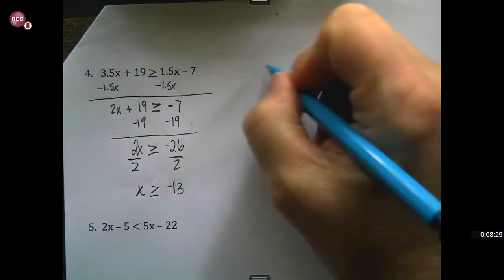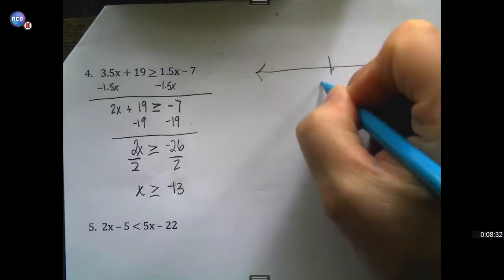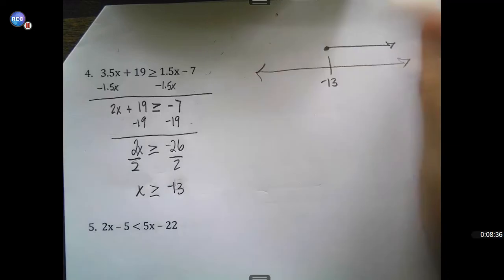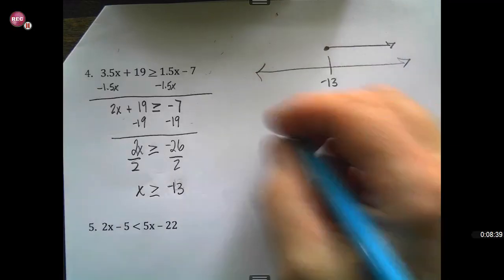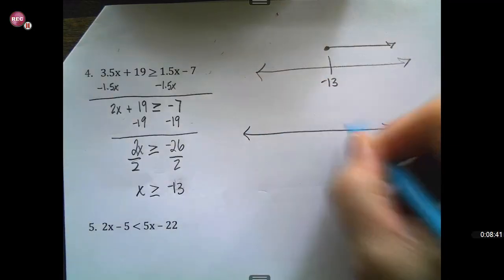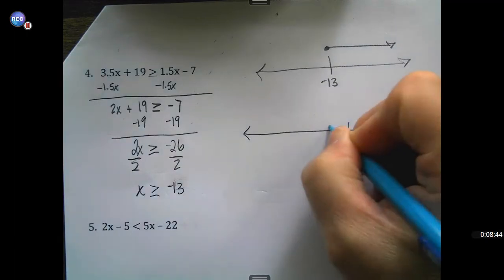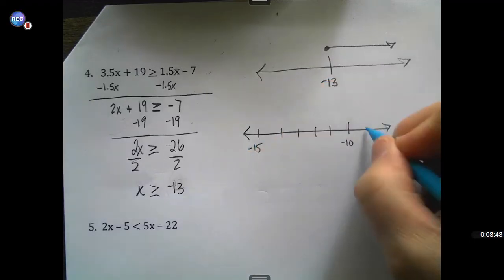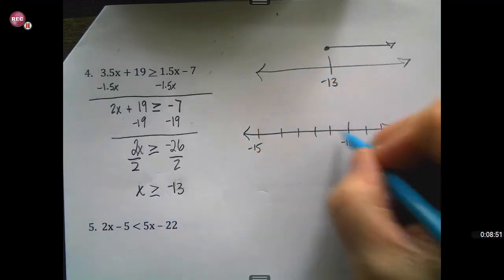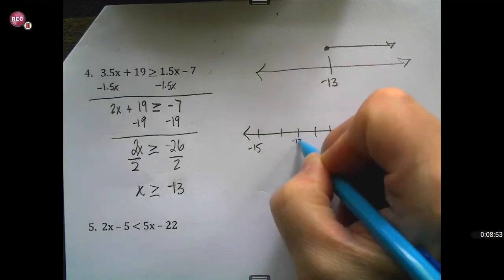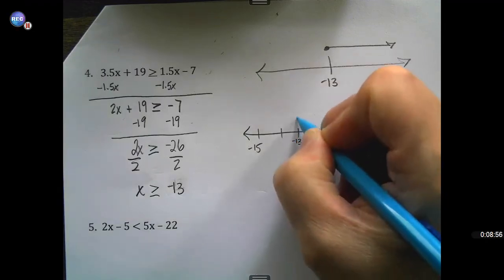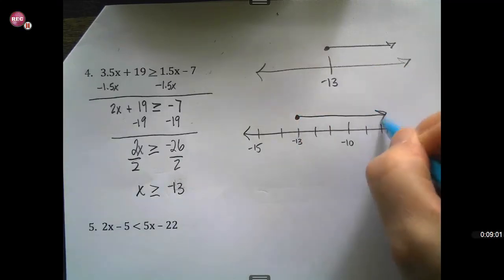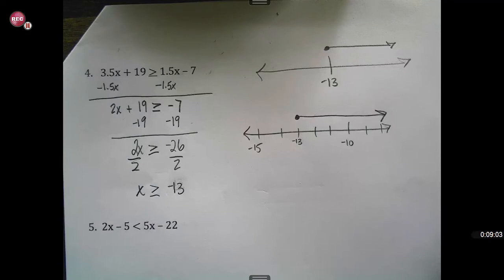So again, what I won't accept is a graph that looks like this. Or you just put one thing on there. But I will accept a graph that shows negative 10, negative 15 this way. So 1, 2, 3, there's negative 13, and I want that to be a closed circle because it's greater than or equal to, and I want the arrow to go greater than, toward negative 14.